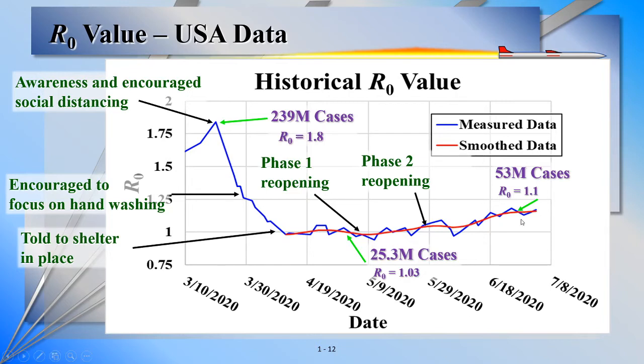And at the time of making this, which is early July, the R naught value looks like it's for the U.S. somewhere around 1.1. And in doing so, that says a total of 53 million Americans will get the disease. And that's predicting it out.